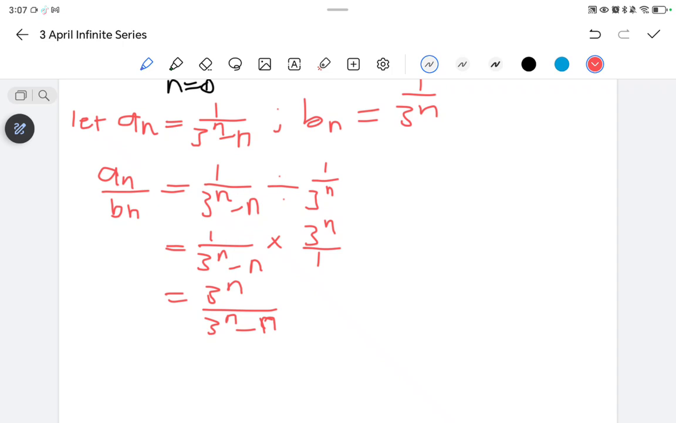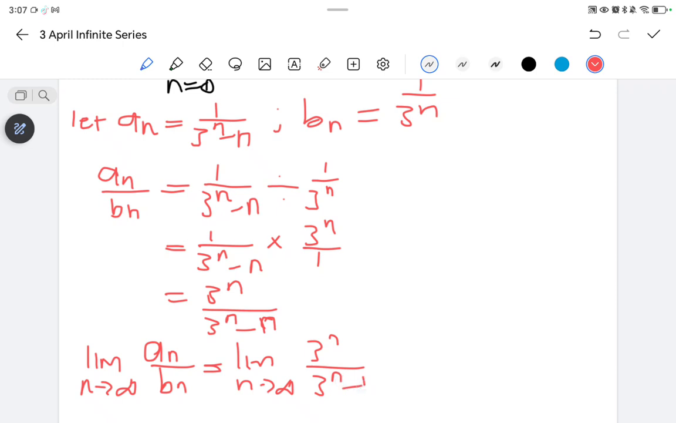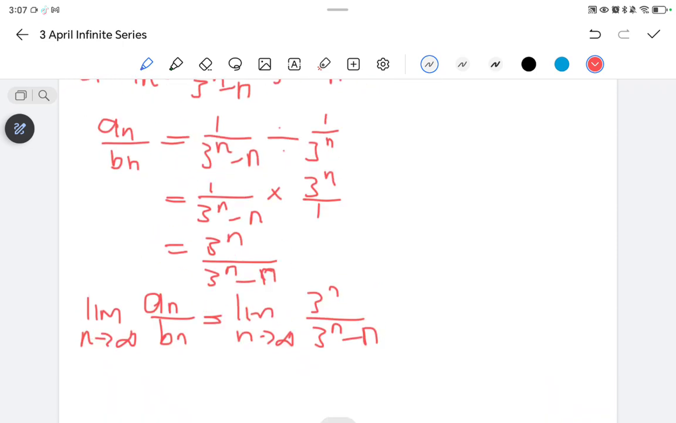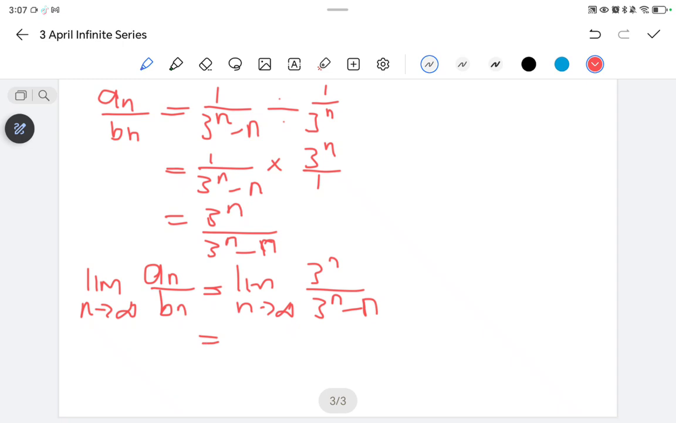Now let a of n be this. Let's find the limit as n approaches infinity of a of n over b of n, which would be equal to the limit as n approaches infinity of 3 to the n over 3 to the n minus n, not 1. So we factor out 3 to the n, and we are left with 1 minus n over 3 to the n.